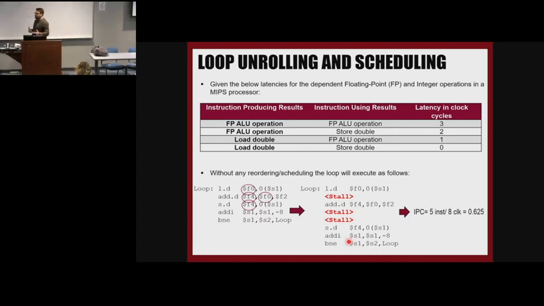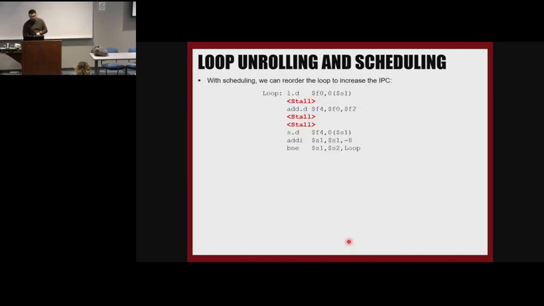It's far from the ideal case of 1. The best IPC that we can get with just instruction level parallelism is 1. You can't go beyond that if you don't have more resources. So this is the case here. If we can do scheduling, we might be able to increase the IPC. Any idea how we can improve the IPC on this one with just scheduling?